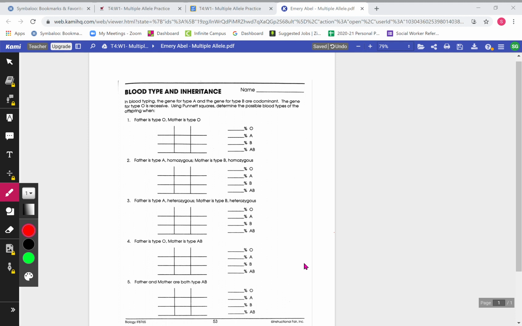Now we're going to work on this together. We'll go through all the answers. And blood typing, the genes for type A and the genes for type B are codominant, meaning if they're together, like they show up right here, then that's codominant. Remember, I told you that this is a dominant allele and this is a dominant allele. The O is the recessive allele.